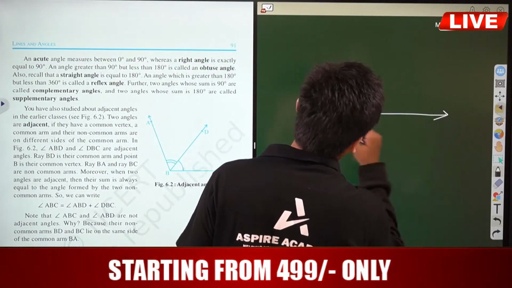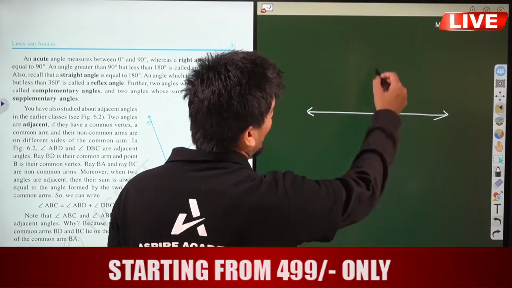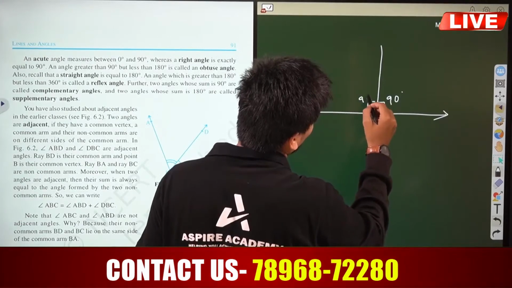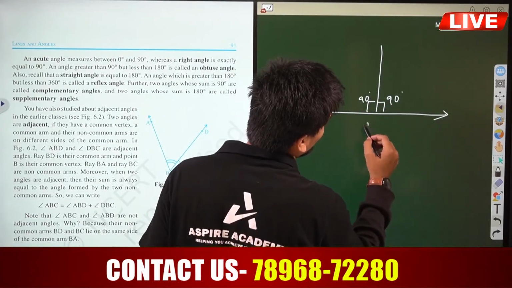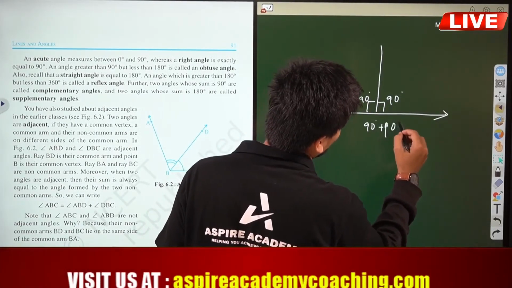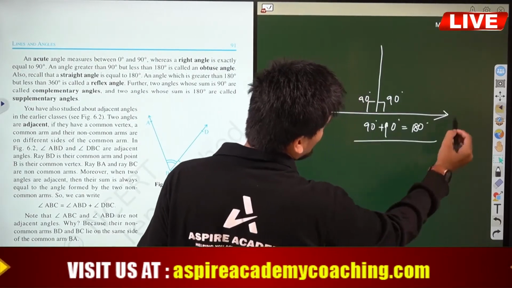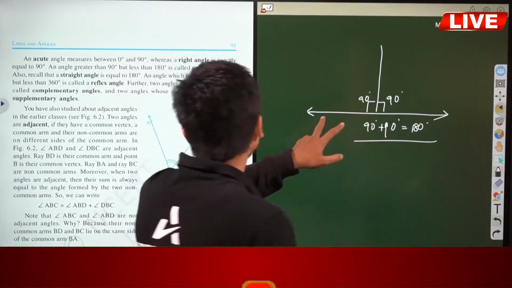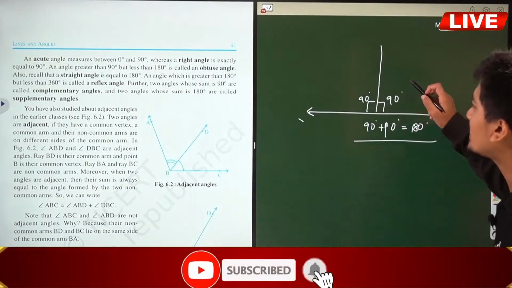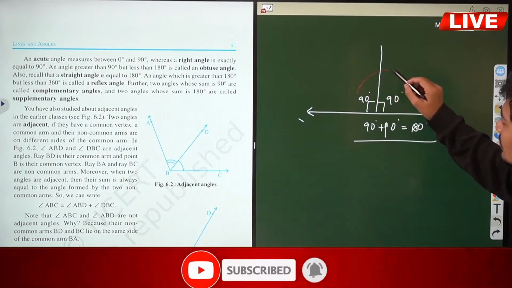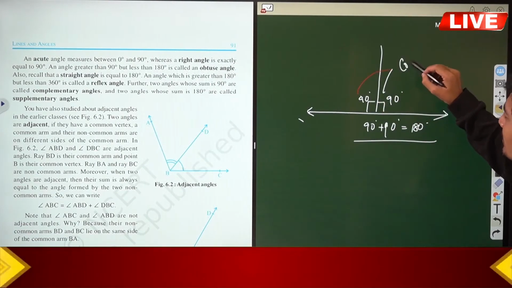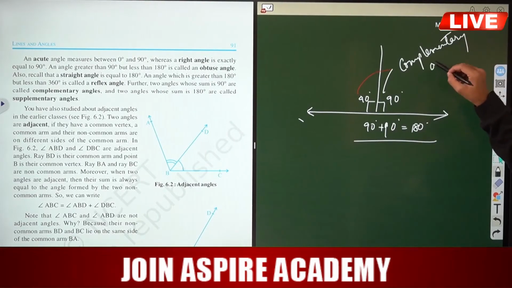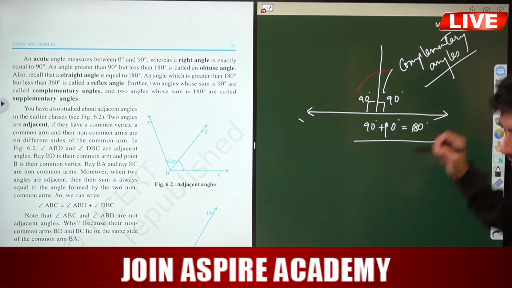If this is a straight line and this angle is 90 degrees and again this angle is 90 degrees, so a straight line has 90 plus 90, that is 180 degrees. That means a straight line has 180 degrees, and these two angles are known as complementary angles. Okay, they are known as complementary angles.